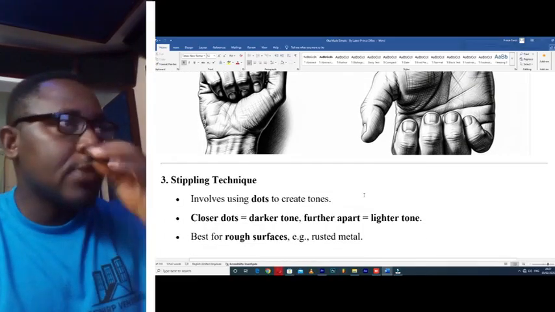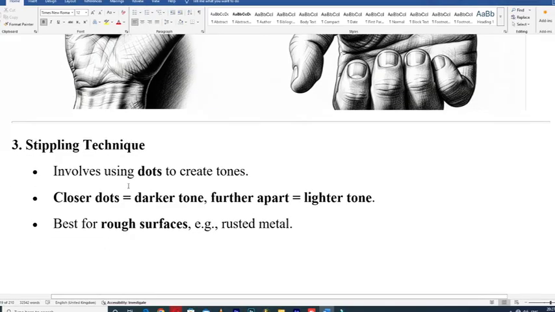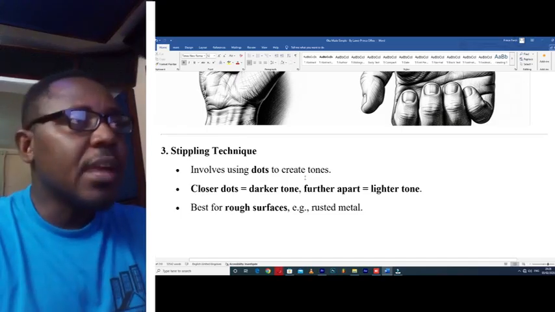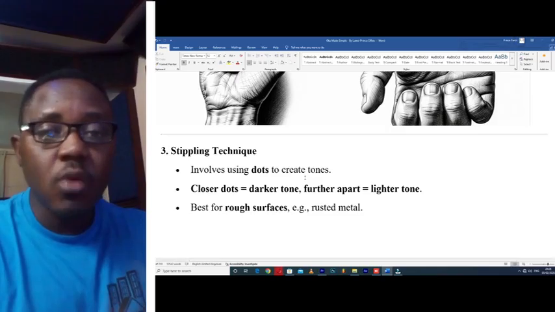Now let's go to the next one, which is called stippling. The stippling technique involves using dots to create tones. You use dots. Sometimes people call it pointillism. It is wrong.